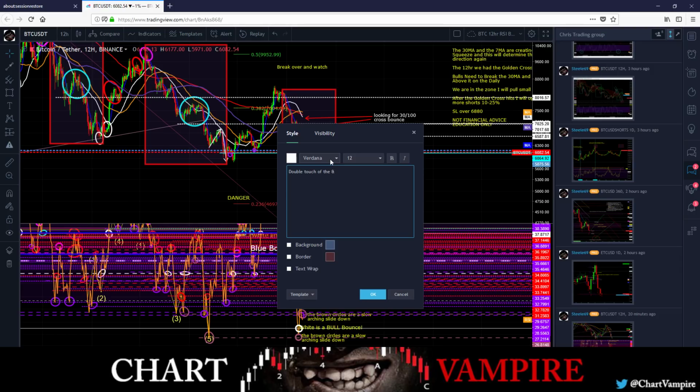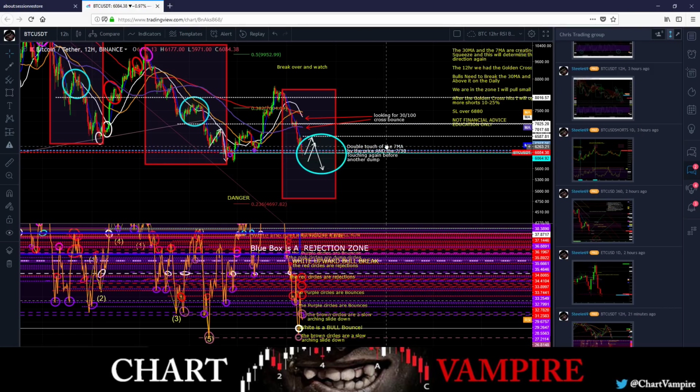and then we're looking for the double touch of the 7MA by the price and the 7 and the 30 touching again before another dump. All right. So this is going to happen. We're going to be looking for this circle.